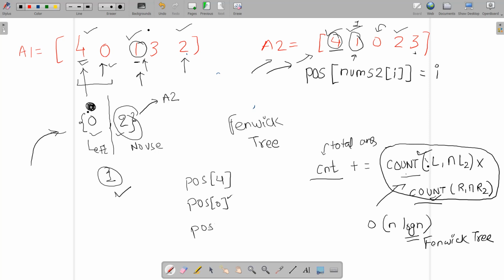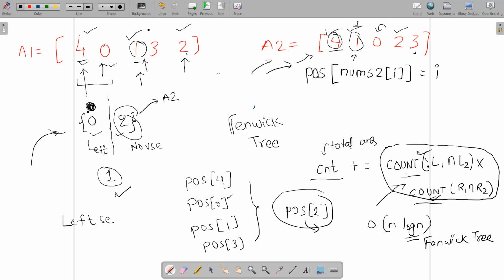We will locate the position of 1, and the position of 3. Now we have all this data in the Fenwick tree, and then we will query the position of 2, which will give us the number of elements which are strictly less than this value. And when we get that value, that value would be the left set intersection, which is nothing but the answer that we have over here, that is this count L1 into L2.